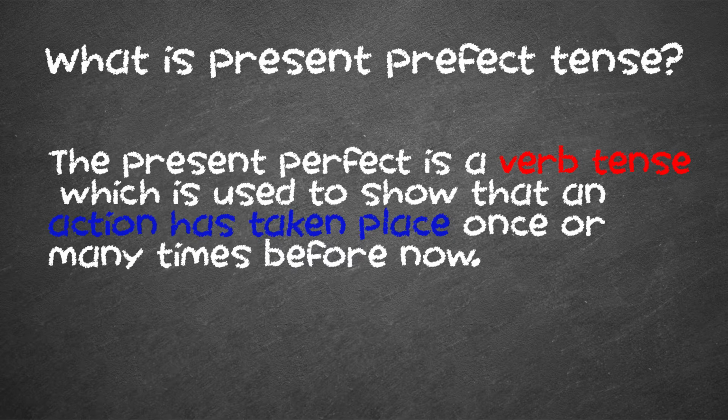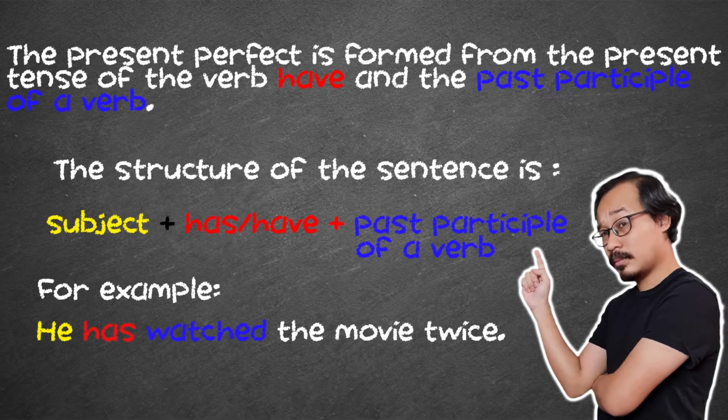The present perfect is a verb tense which is used to show that an action has taken place once or many times before now. The present perfect is formed from the present tense of the verb have and the past participle of the verb. Now, the structure of the sentence is, at the beginning of the sentence, you would have your subject, followed by has or have.